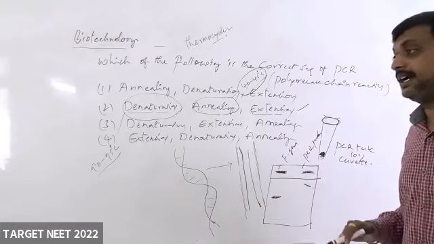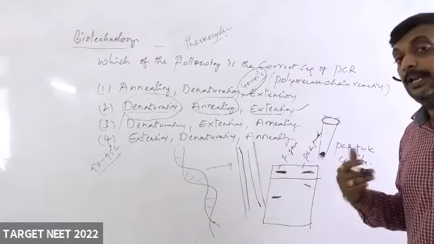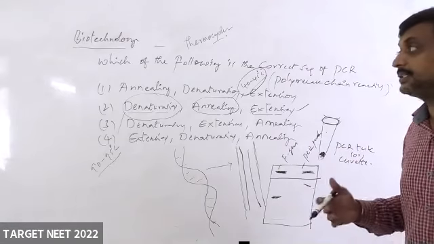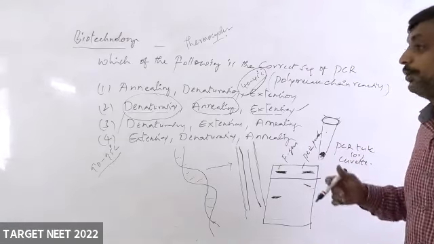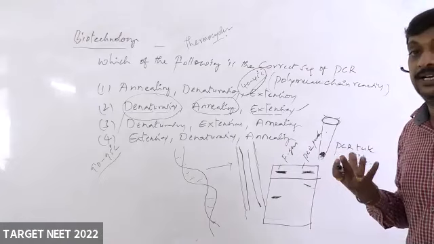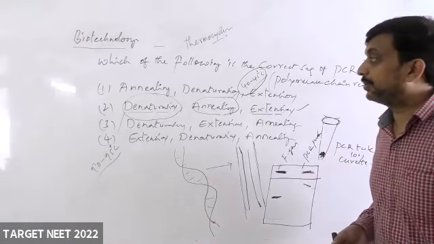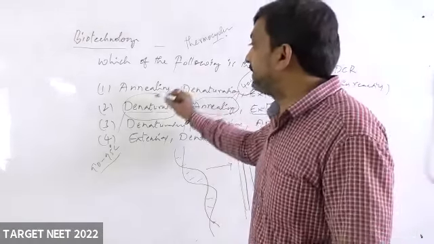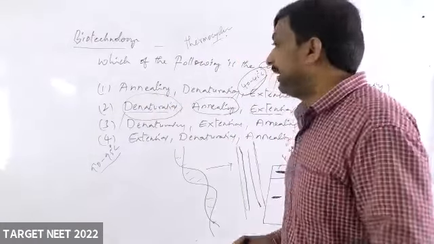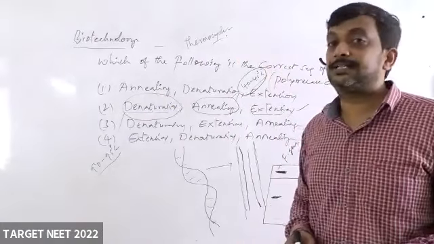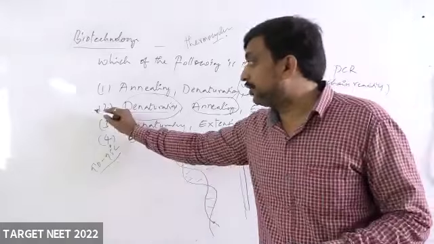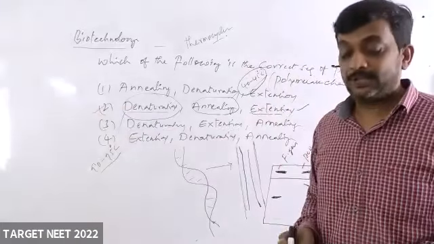So this PCR is a lengthy, laborious technique, but it is one of the good techniques to produce more copies of the desired genes. In a question related to PCR, the correct statement is denaturation, annealing, extension. The answer should be this one.